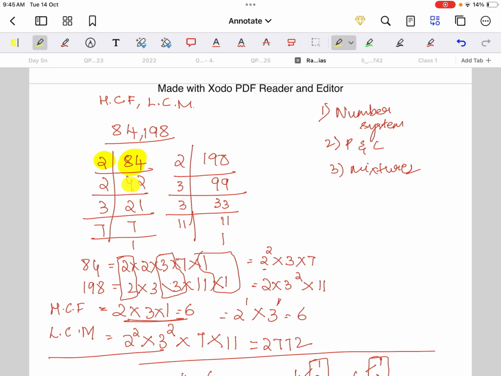We divided it by 2, we got 42. Then again we divided by 2, we got 21. Again we divided by 3, we got 7. Again we divided it by 7, we got 1. So the factors of 84 were 2 into 2 into 3 into 7 into 1, right? These were the factors of 84.